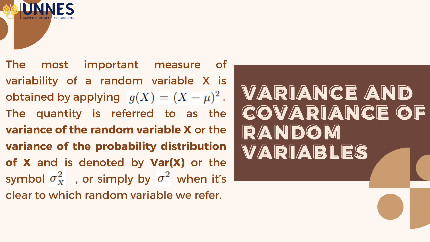First, the most important measure of variability of a random variable X is obtained by applying g(x) equal to (x minus mu) squared. The quantity is referred to as the variance of the random variable X, or the variance of the probability distribution of X, and is denoted by Var(X) or the symbol sigma squared of X, or simply sigma squared when it's clear to which random variable we refer.